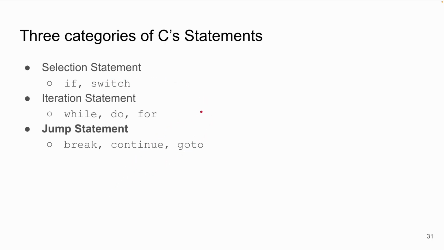So let's continue to the next part of today's course. We have introduced the previous 2 categories of C statements. We introduced selection statements, if and switch. We also introduced iteration statements like while, do, and for loops. Then the final type of C statement is jump statements. We have break, continue, and goto. We already saw some examples of break, but today I'm gonna introduce more details about break.